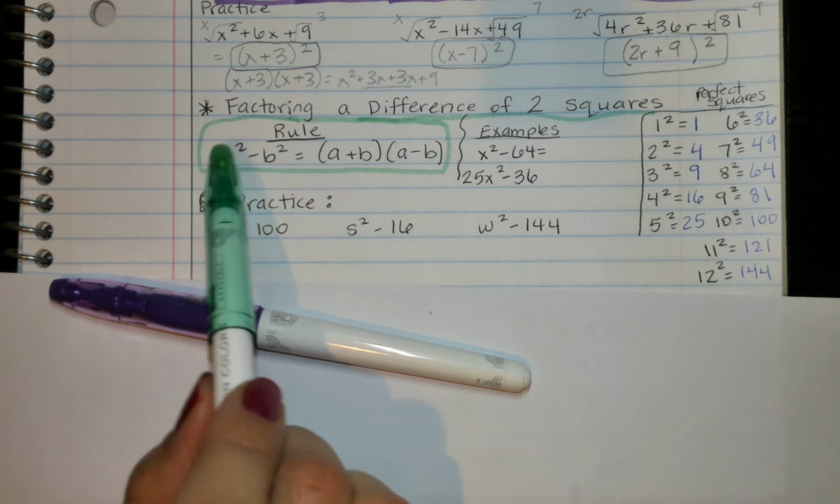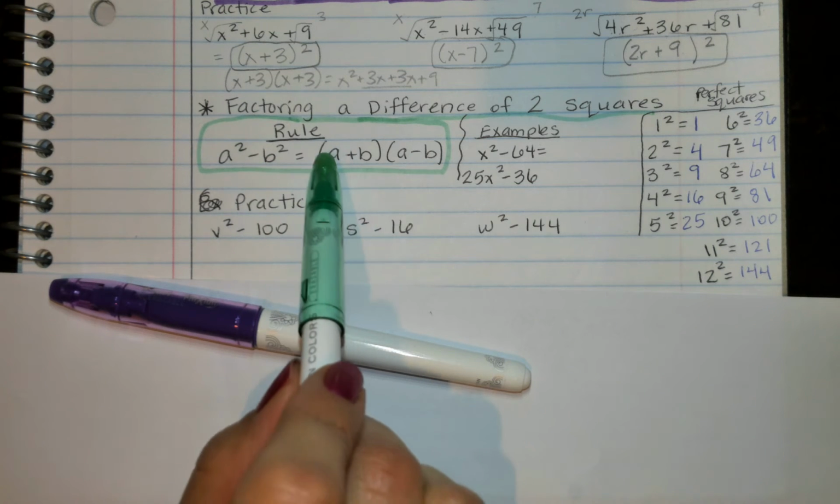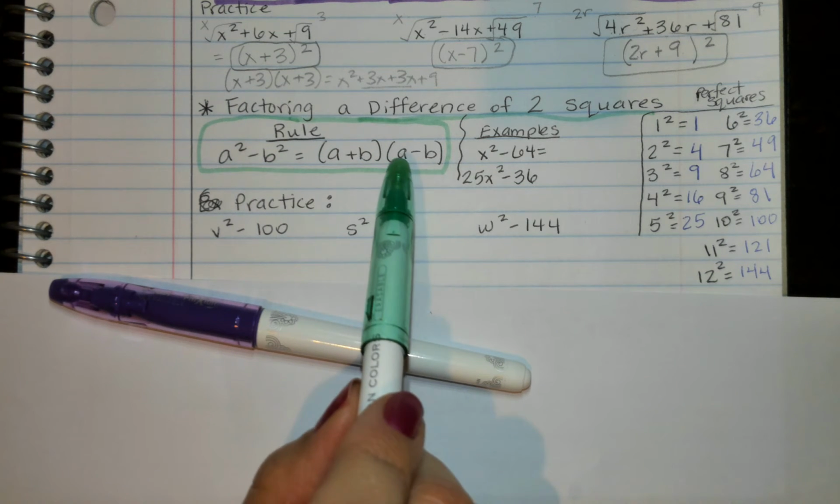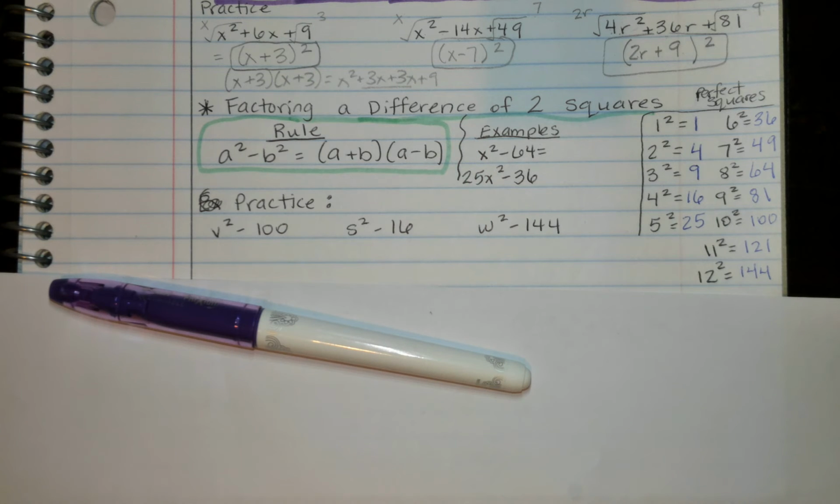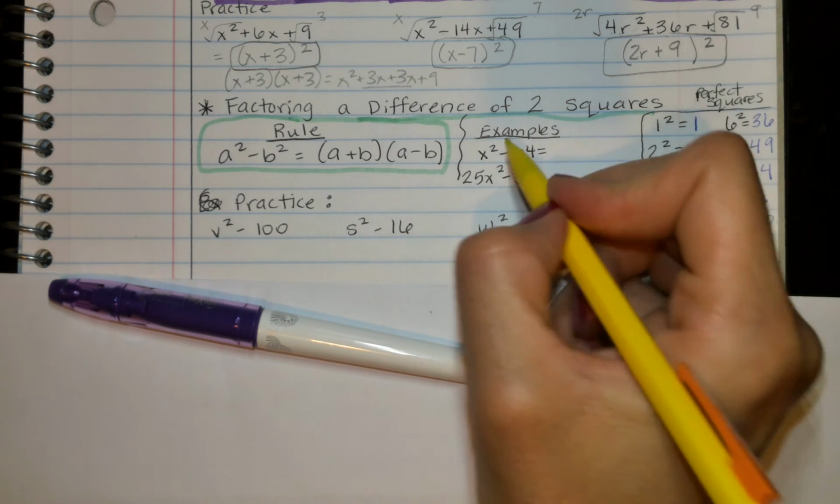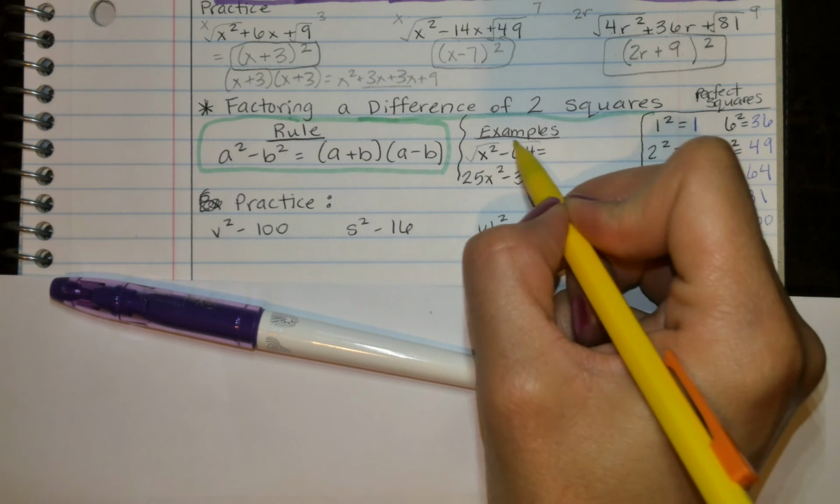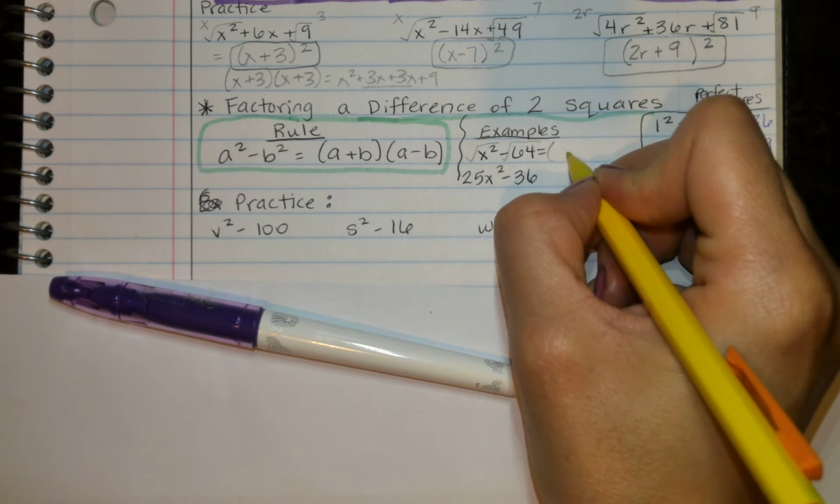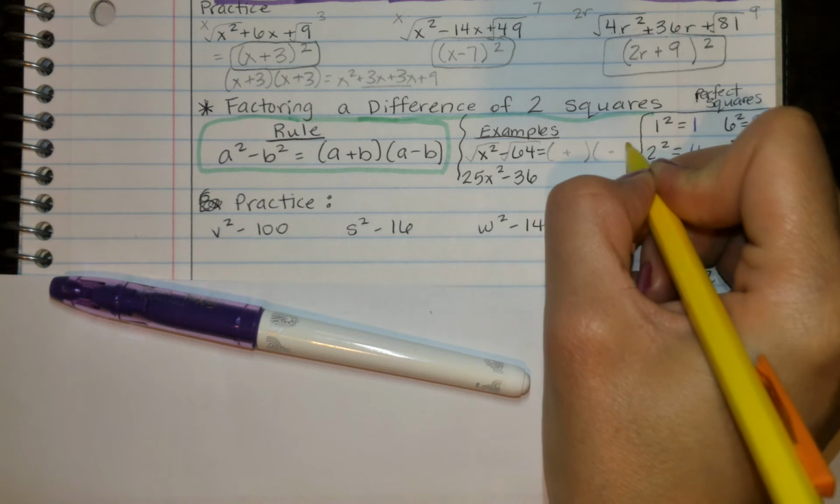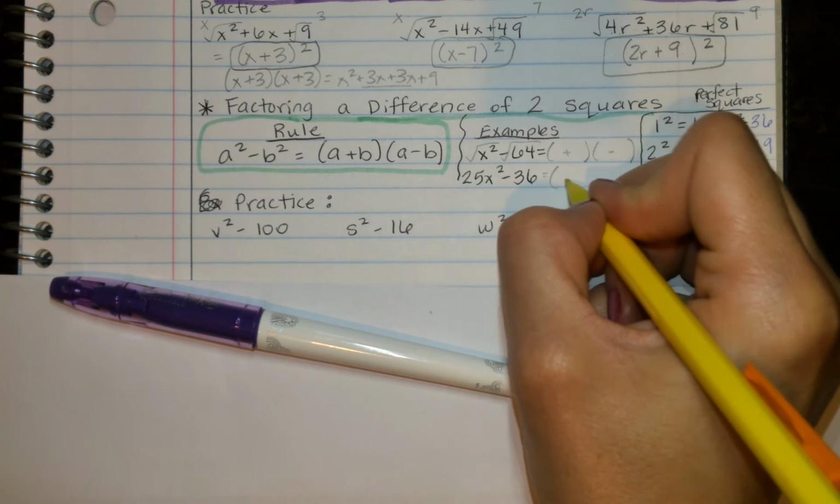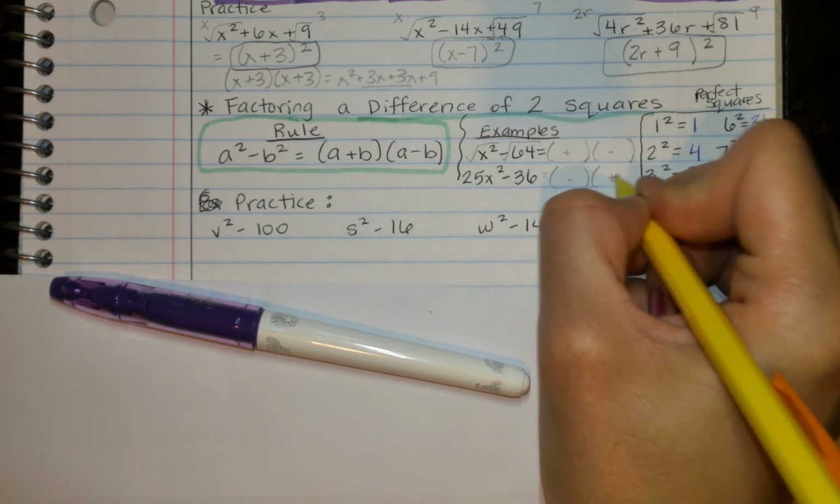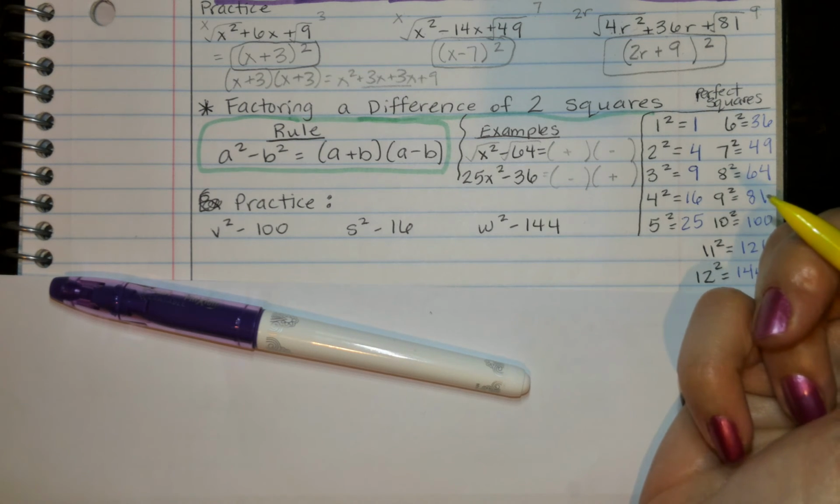So square root the a, square root the b, and then you write a plus b in parentheses times a minus b in parentheses. It's similar to what I was just showing you in the trinomials. You just square root each one of them. And then you always set it up, one with a plus sign, one with a minus sign. It doesn't matter if the minus comes first or if the plus comes first. So you could set it up either way.